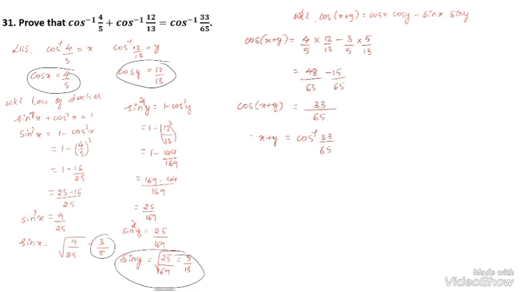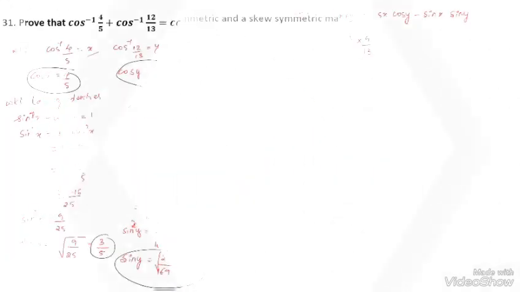Again, simply take the values of x and y and substitute here. What is the value of x and y? x can be written as cos inverse of 4 by 5 plus cos inverse of 12 by 13 is equal to cos inverse of 33 divided by 65. This is the proof of the given problem.